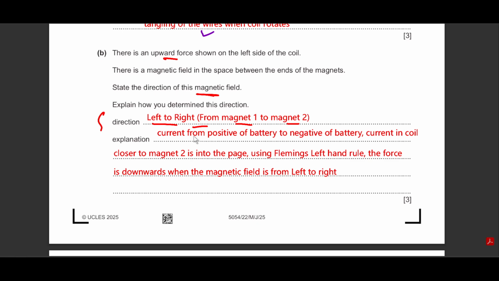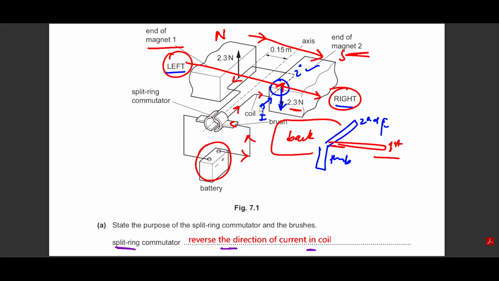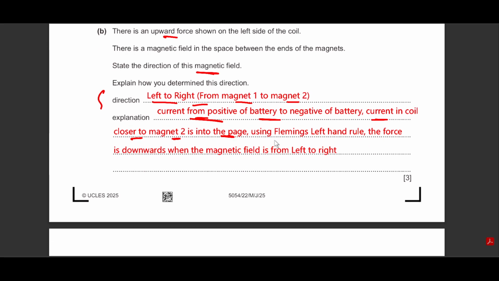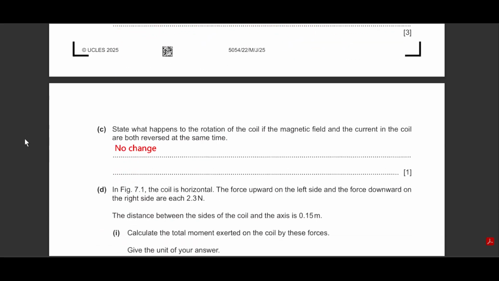But how do you explain this? You talk about the current from the battery, from positive to negative. The current on the coil close to magnet 2, which I've used as a reference, this is where we're standing, is going into the page, as I mentioned earlier. Now talk about Fleming's left-hand rule. Using Fleming's left-hand rule, the force is downwards when the magnetic field is from left to right, which means that our answer is right. That's how you justify it with Fleming's left-hand rule.